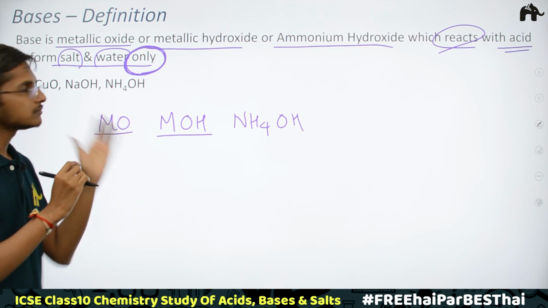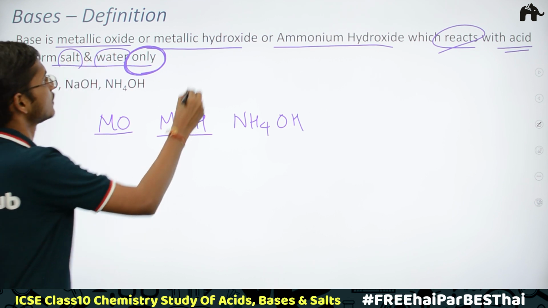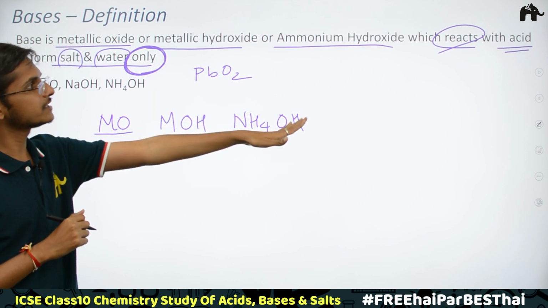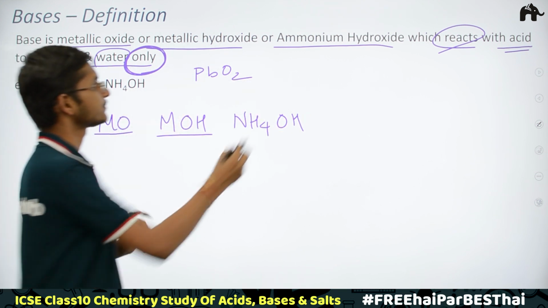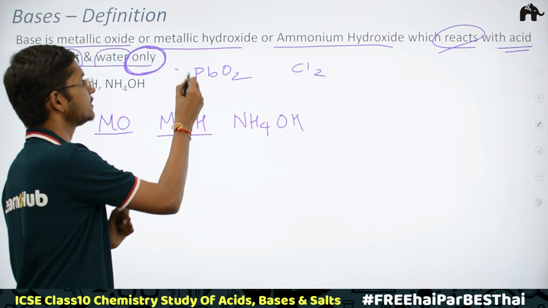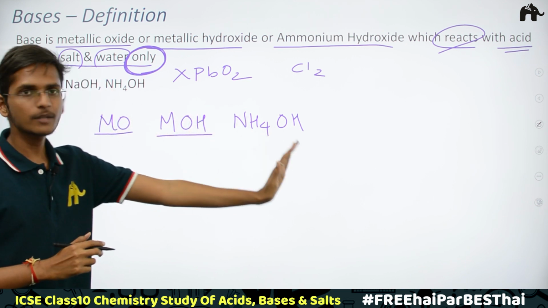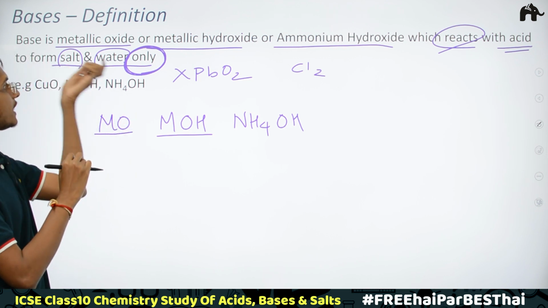are some compounds. For example, there is a metallic oxide, PbO2, lead oxide, which is reacting with acid. It is forming salt and water, but along with it is also forming chlorine gas, okay. So then would it be a base? No, it won't be a base, because base is either a metallic oxide, metallic hydroxide or ammonium hydroxide which reacts with acid, and it would only form salt and water.